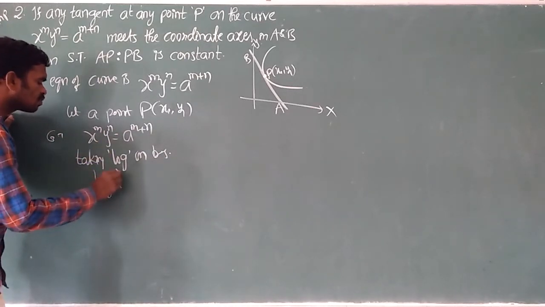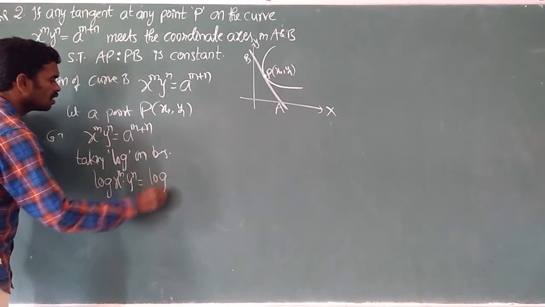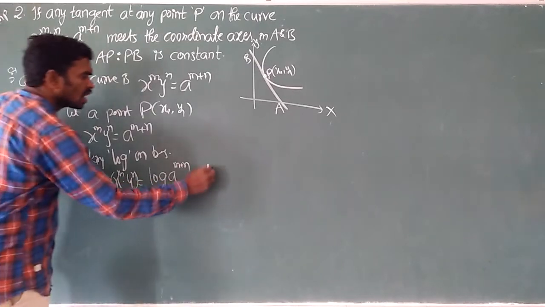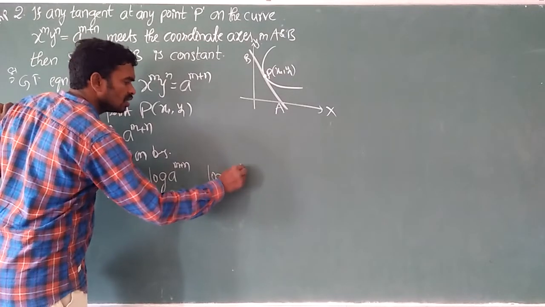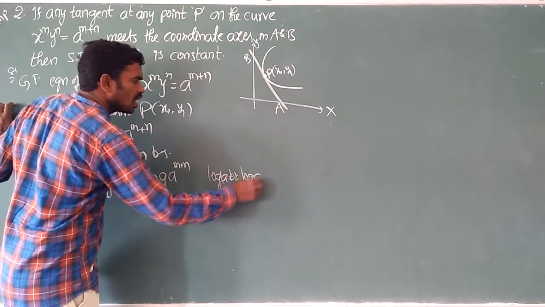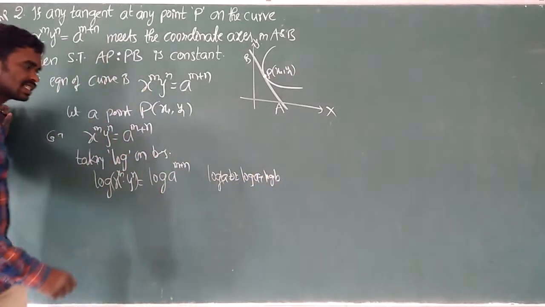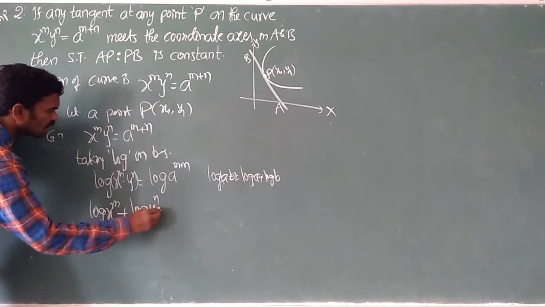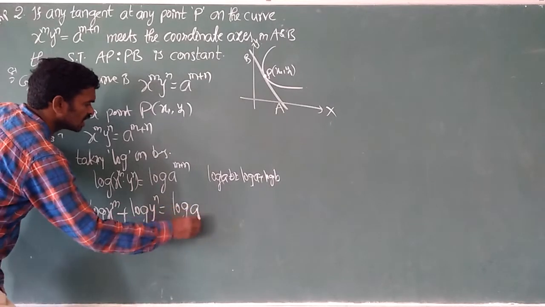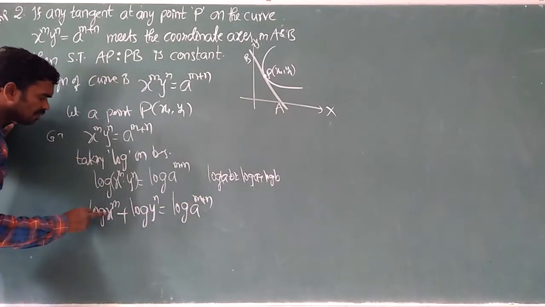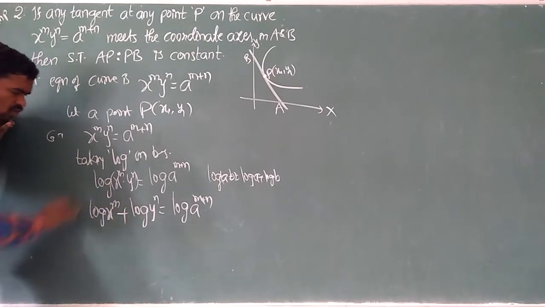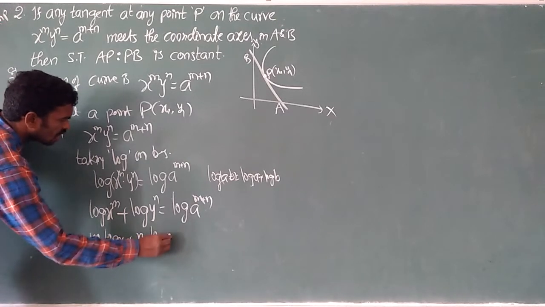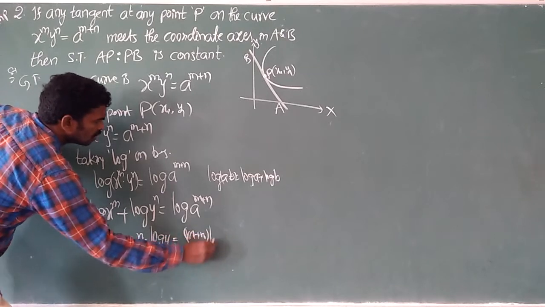So log of x power m into y power n equals log of a power m plus n. Here we have log of a into b. Do you know the logarithm formulas? Yes, very good: log a plus log b. According to that formula, you can split this as log x power m plus log y power n, equal to the right side. Keep it as is; in the next step I will change it. Now use the formula: in log x power m, the m goes to the left side. So m into log x plus n into log y is equal to m plus n into log a.